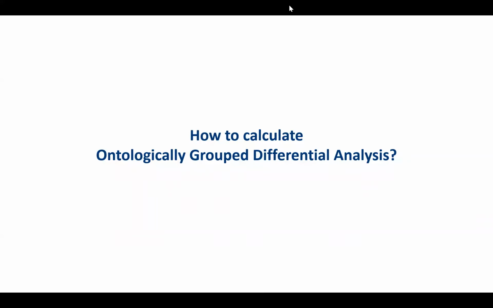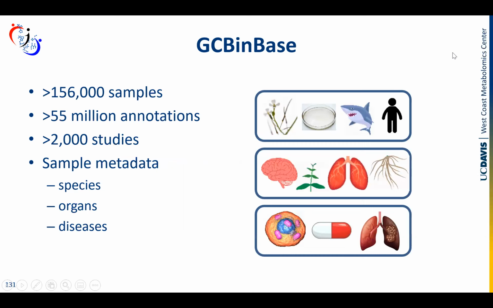In this video, we'd like to explain how to calculate ontologically grouped differential analysis. In the case of the bin discovered database, the data come from the GC bin-based database, which contains GC TOF metabolomics analysis for over 156,000 samples, 55 million annotations, and 2,000 studies.